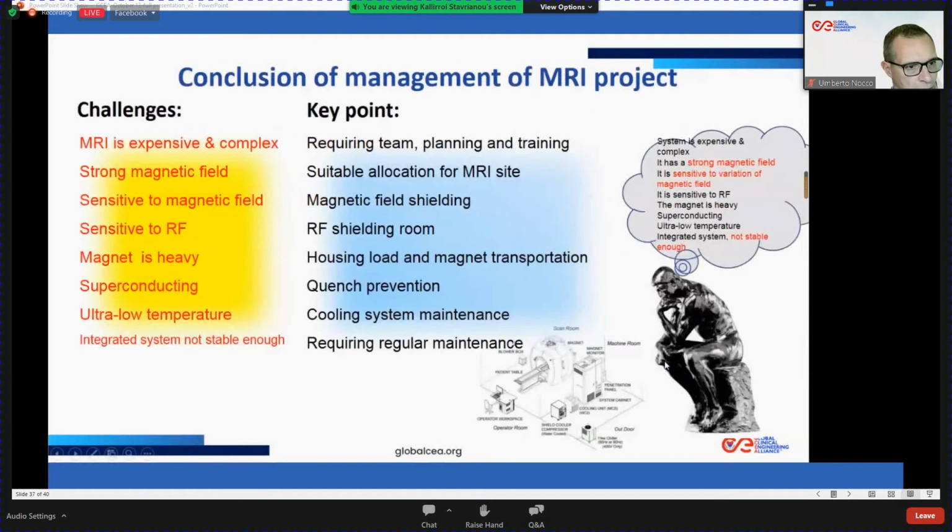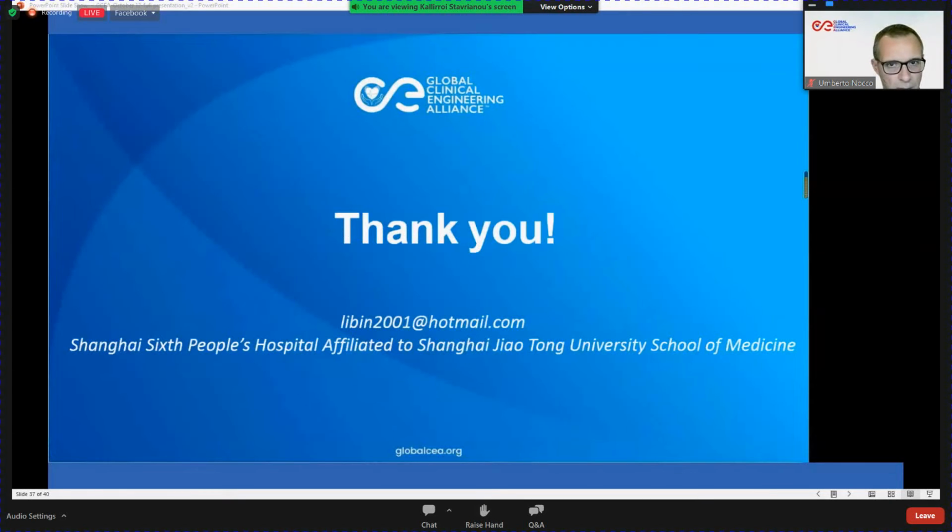So to make the conclusion of the management of the MRI project, we always face this challenge. The key points are the required team, planning, and training. Suitable allocation of the MRI site, and the magnetic field shielding, RF shielding room, floor loading, and the magnet transportation, and also quench prevention, cooling system maintenance, and regular maintenance. These are the key points for this MR project. That's all. Thank you.